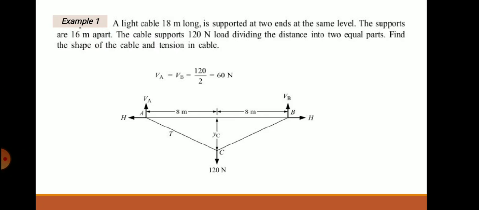The two supports are 16 meter apart and the length of the cable is 18 meter. And there is a point load of 120 Newton. So here is the figure that depicts the same problem. Support reactions VA and VB: since the load is acting exactly at the center, the support reactions are exactly half, equal in magnitude to the total load. So VA is equal to VB is equal to 120 by 2, that is equal to 60 Newton.